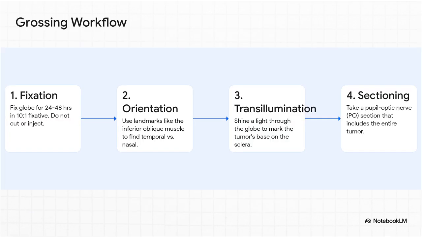So here is your 4-step workflow. First, fixation. Be patient. Give that globe a good 24 to 48 hours. And whatever you do, do not inject fixative or cut windows into it. You'll wreck the anatomy. Next up, orientation. Then, transillumination. This is where you shine a bright light through the eye to see the tumor's shadow and mark its base. And finally, the hero cut, the pupil optic nerve, or PO section, which you want to slice perfectly through the center of the tumor.